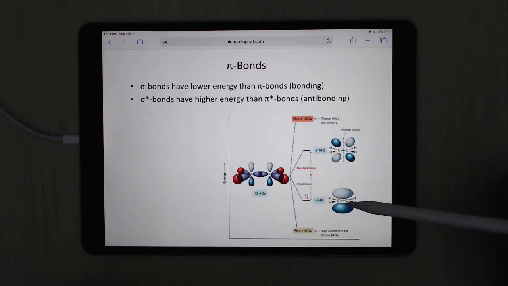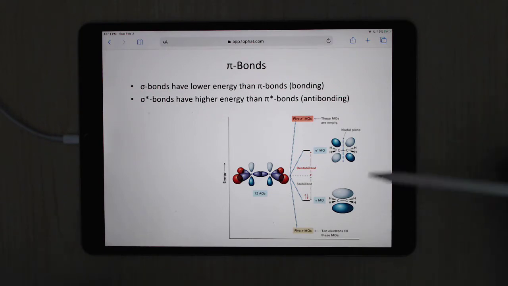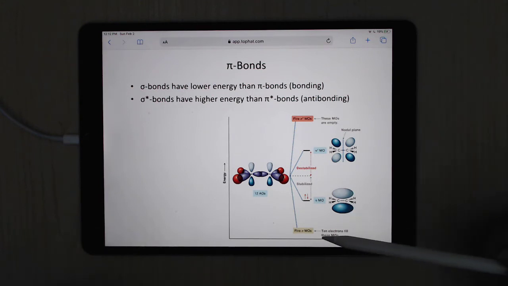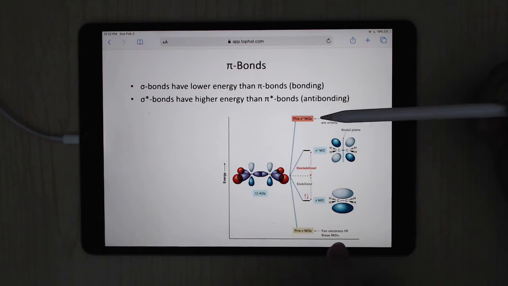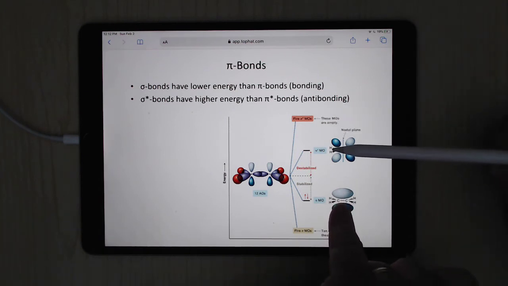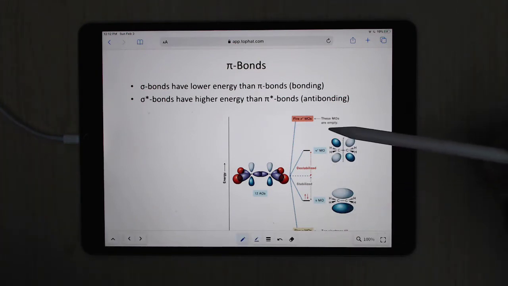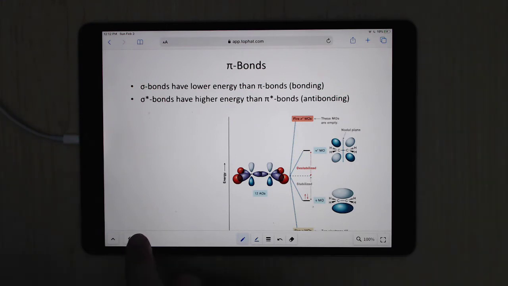Pi bonds aren't nearly as stable as sigma bonds, so you don't get quite the bang for the buck here. But that also means the antibonding isn't quite as unstable, because remember, there's a conservation: if we move down this much, we have to move up this much. The sigma and sigma star are way out here, but with the p orbitals you don't get as much stabilization down, and you also don't get as much destabilization up.